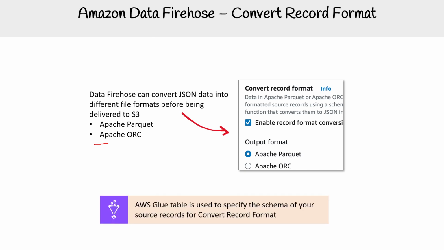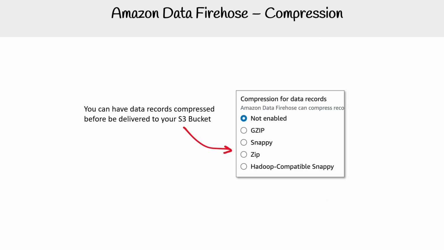An AWS Glue table is used to specify the schema of your source records for convert record format. So it's not as simple as turning it on. You have to also use an AWS Glue table. For compression, you can tell it to gzip, snappy, zip, or use Hadoop-compatible snappy. So there you go. Data Firehose is super useful and does a lot of stuff.